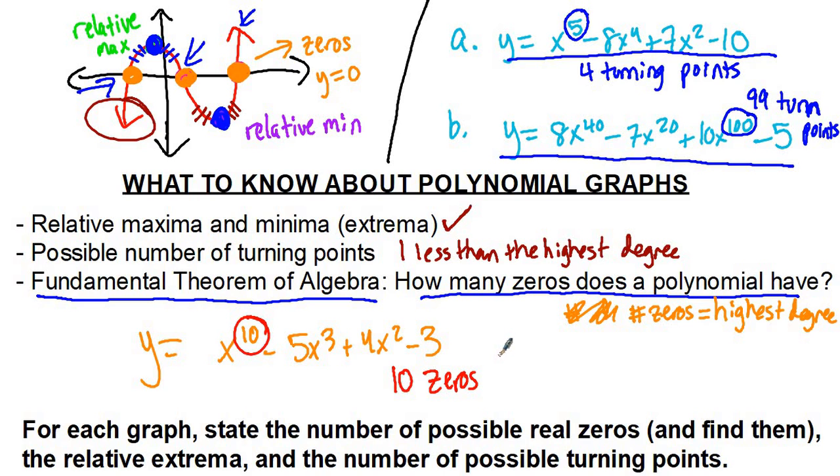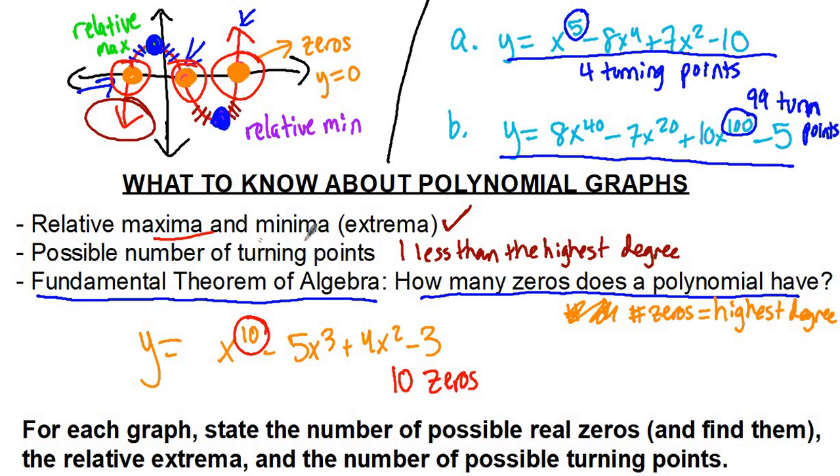Not all of these have to be real numbers. We have talked about imaginary numbers. They could be imaginary, but the point is in total we'll have a total of 10 zeros. Any zeros that are real will show up on the graph, like those orange ones right here, but any that are imaginary will not. Those are the three important things to know before we start to graph.